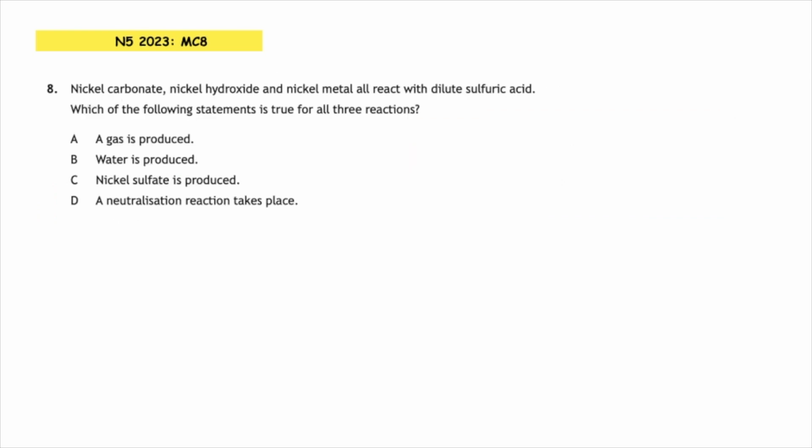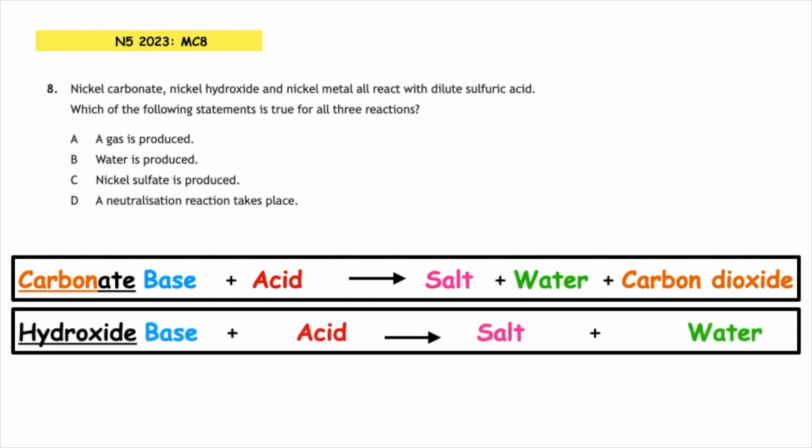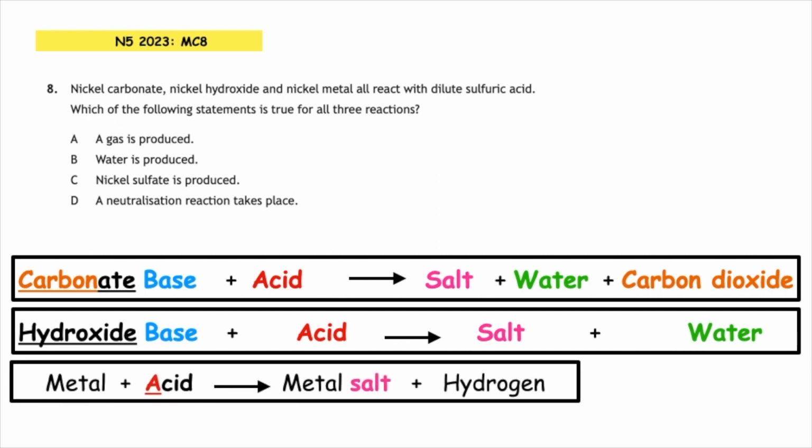Multiple choice 8, nickel carbonate, nickel hydroxide and nickel metal all react with dilute sulfuric acid. Which of the following statements is true for all 3 reactions? So to be able to do this, you need to know the word equations for each of the reactions. So if we have a carbonate base plus an acid, it will always produce a salt plus water plus carbon dioxide gas. A hydroxide base plus acid would form a salt and water. And metal plus acid gives us a metal salt plus hydrogen gas.